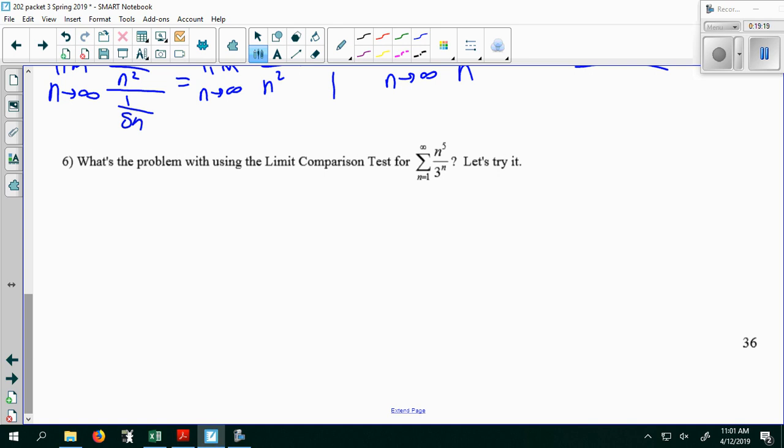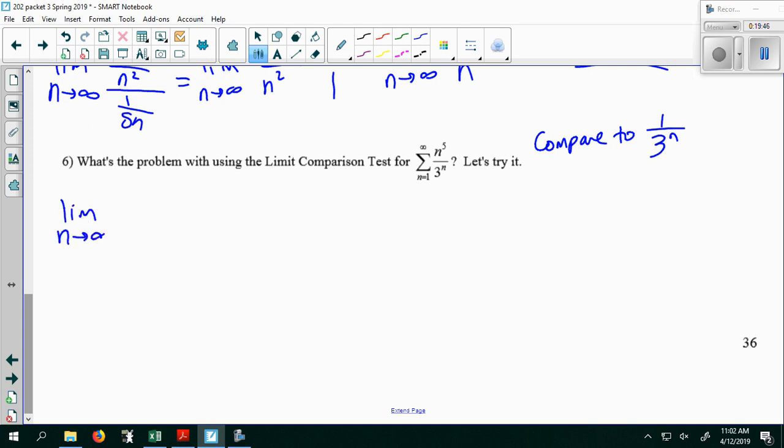So that's what I'm going to compare it to, right? Because n to the 5th is going to be so much smaller than 3 to the n that I think this series is going to behave like 1 over 3 to the n. Because 3 to the n is going to win. It's much, much bigger than n to the 5th if you're plugging in something like a quadrillion, something really big. So I'm going to do the limit comparison test and see what happens.